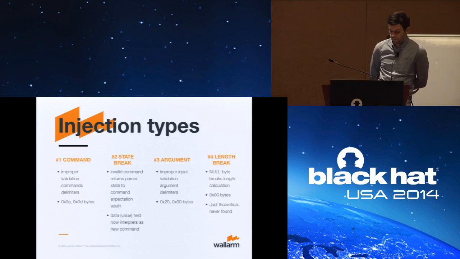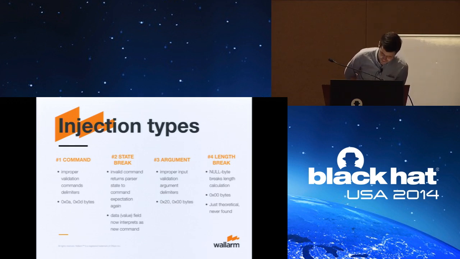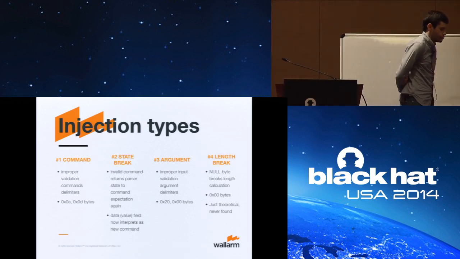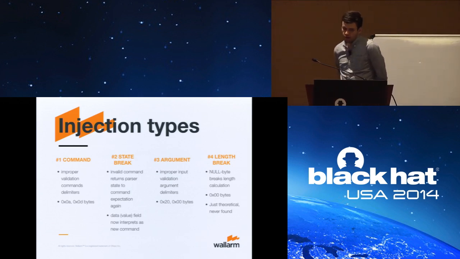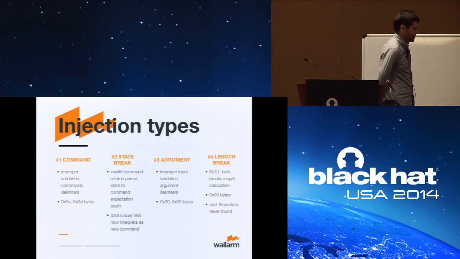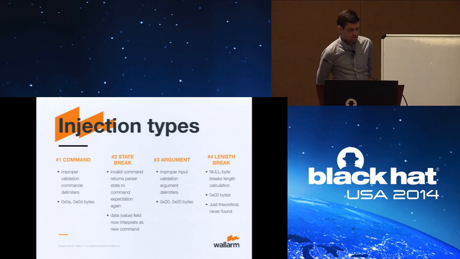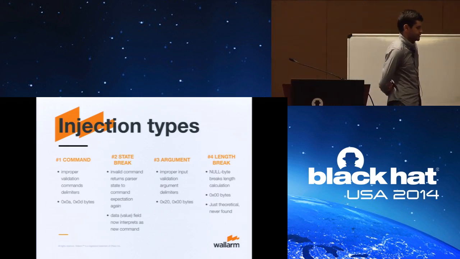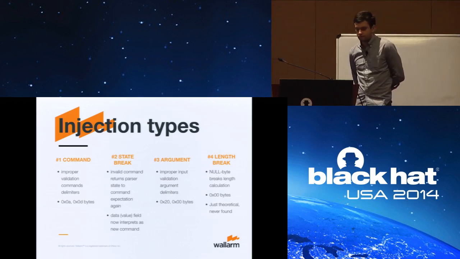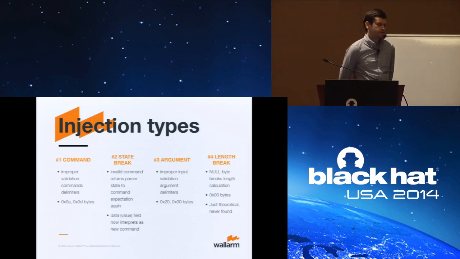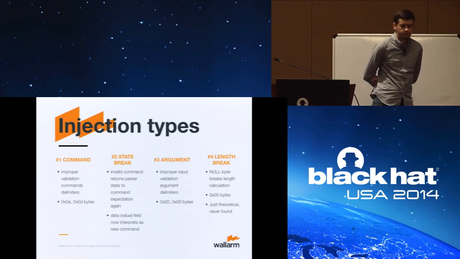The second type is state break. It's a more complicated type and not so easy to understand the first time, I think. It's the invalid command feature, because all plaintext protocols are state dependent. If you send an invalid command, the protocol parser on the server side returns to the state of expecting a command. And if your wrapper sends data after an invalid command, this data will be interpreted as a new command.